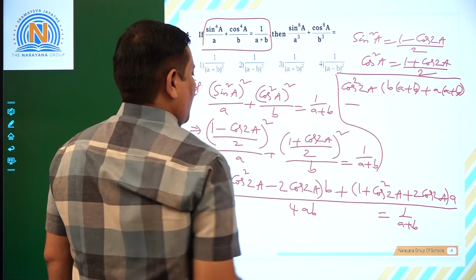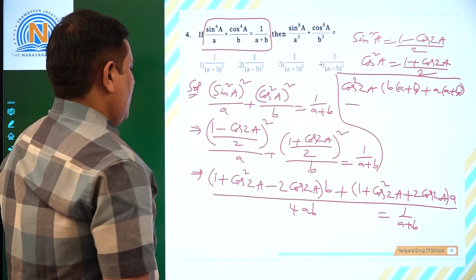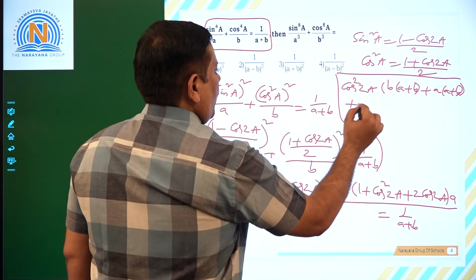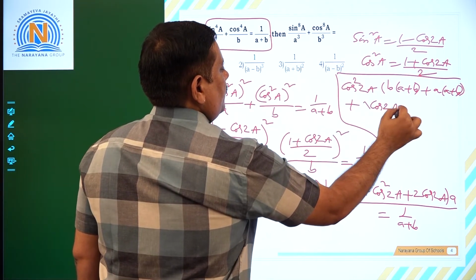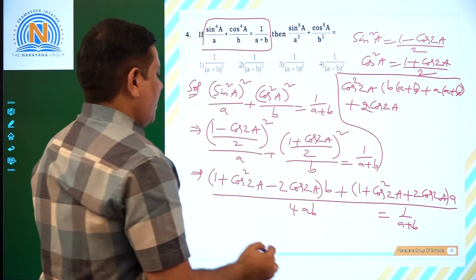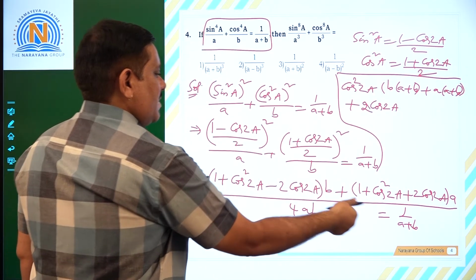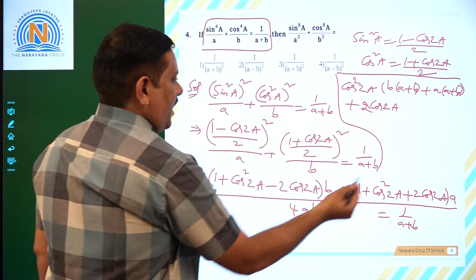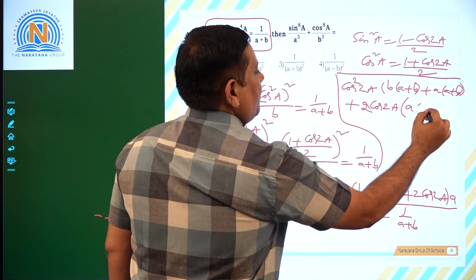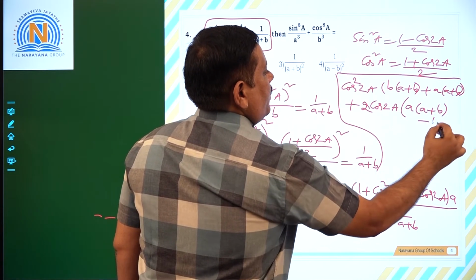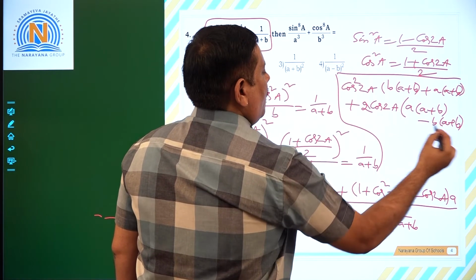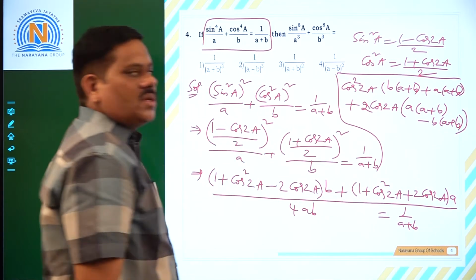Next. If at all I take 2 cos 2a common, here I have minus b times of a plus b, here a times of a plus b. So it is a times of a plus b minus b times of a plus b. Okay, that is my 2 cos 2a coefficient.